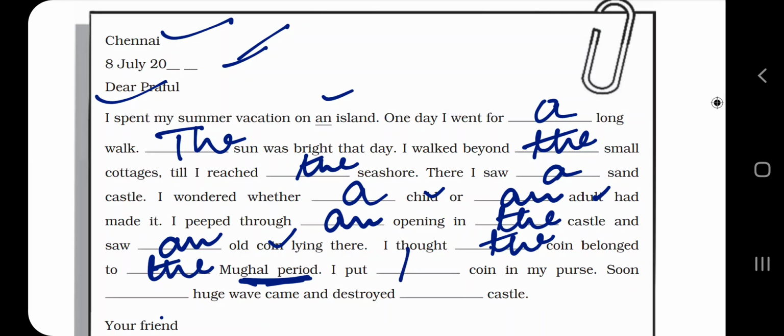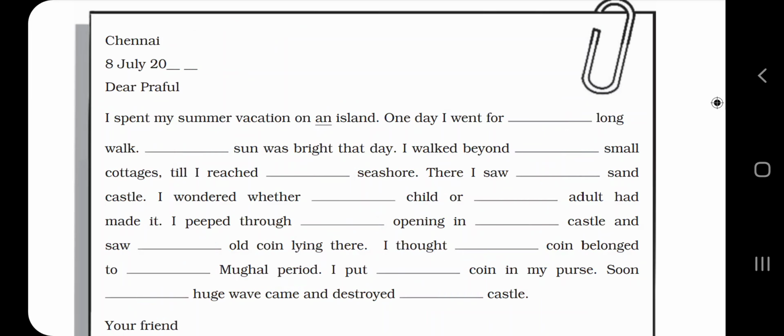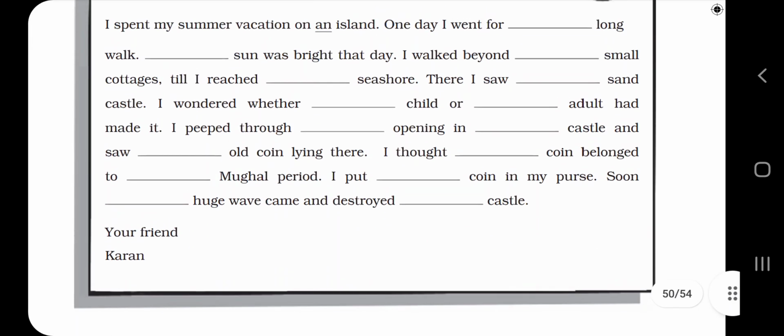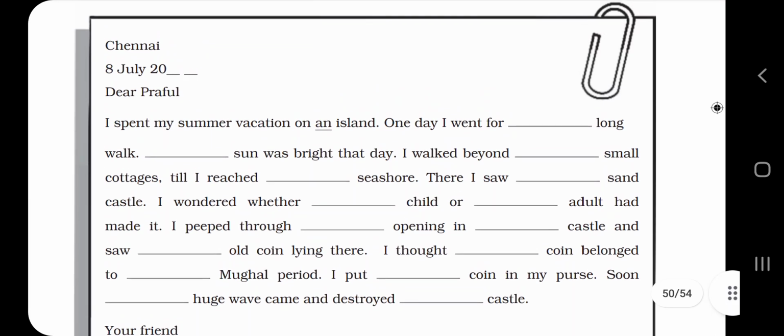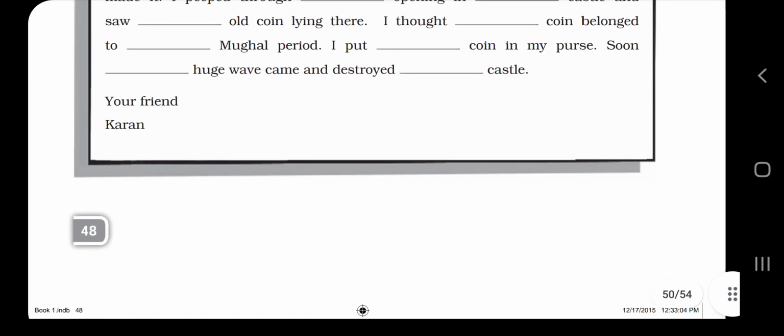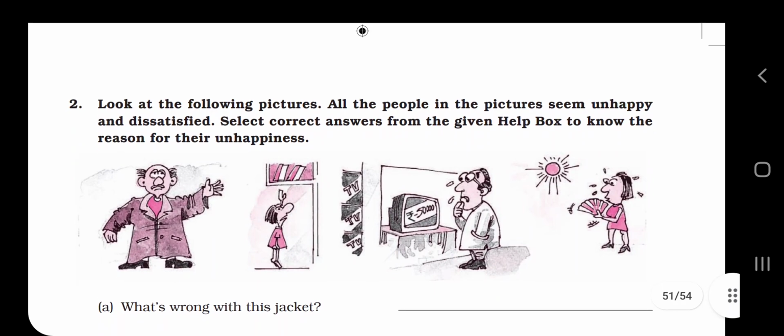I put the coin in my purse. Soon a huge wave came and destroyed the castle. Understood? I guess you are getting it. Good, good. And listen, this is a piece of letter writing also. You can take it as an example of letter writing. Okay. Now look at the following picture.